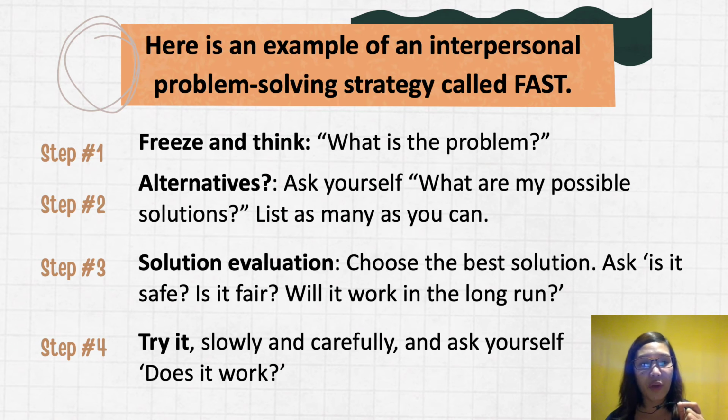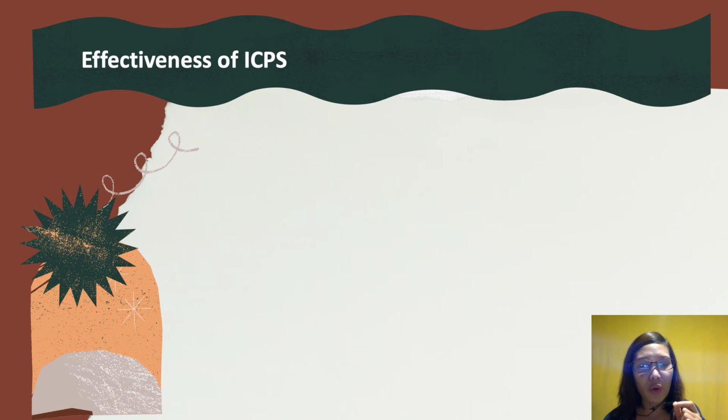And then the fourth step, which is try it slowly and carefully, and ask yourself, does it work? So let us teach our children, our students, if a particular solution works, then they have to evaluate it and think for it carefully, decide for it carefully. So what is the method that would help us come up with the effectivity of the ICPS?